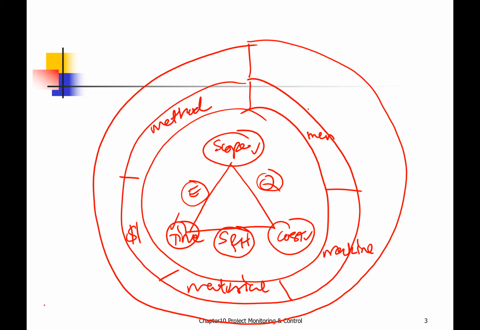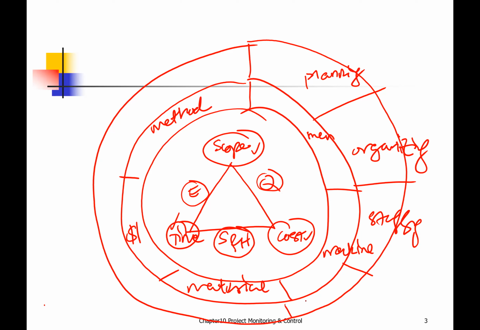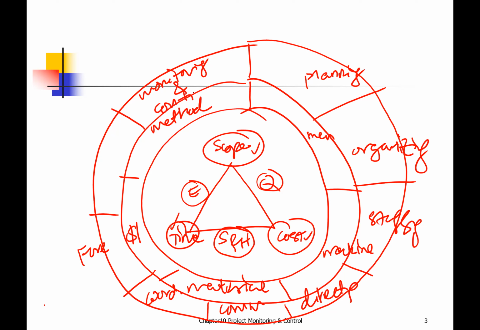Management process, we start with planning. And then there are so many management processes: organizing, staffing, directing, communicating, coordination, even forecasting, etc., etc. And the last part is monitoring and control. So we are now into the last portion.